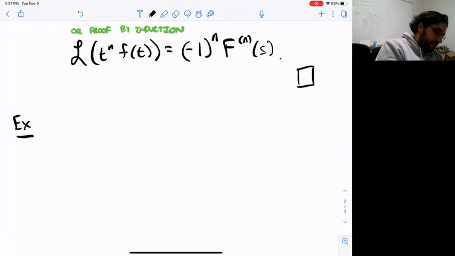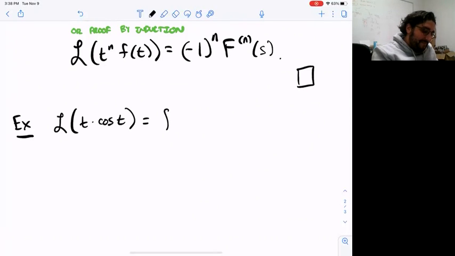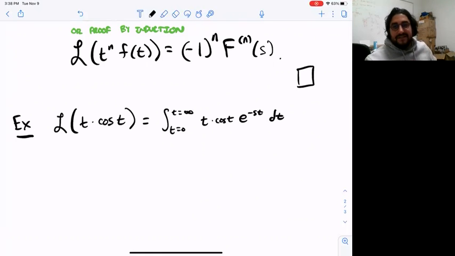Suppose you wanted to do the Laplace transform of this function, t cosine t, right? Here, I would not particularly want to do that by definition, because we'd have to take the antiderivative of t times cosine t times e to the minus st, right? That's a heavy antiderivative. Big, nasty integration by parts. I really don't want to have to do that.